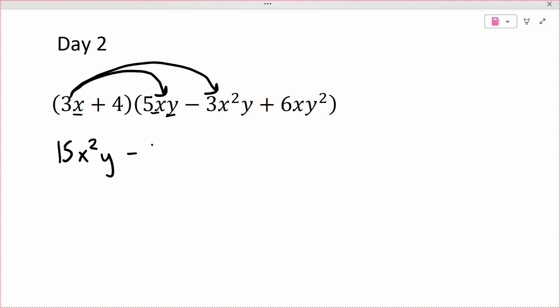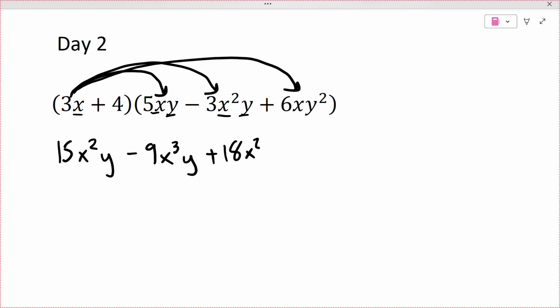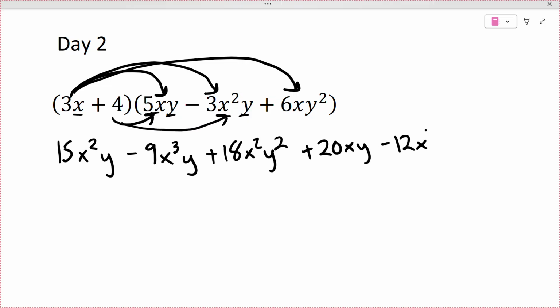So again, 3 times negative 3 is negative 9. x squared y would be x cubed y. And then 3x times the 6xy is going to give me 18 x squared y squared. I'll then multiply everything by the plus 4. So I'll have plus 20xy. I'll have minus 12 x squared y, and 4 times 6xy squared, I'll get 24 xy squared.